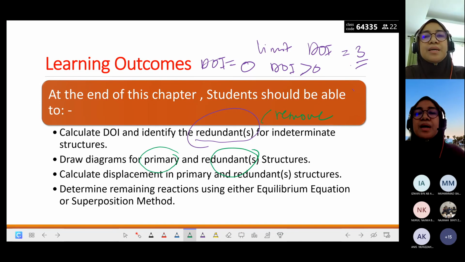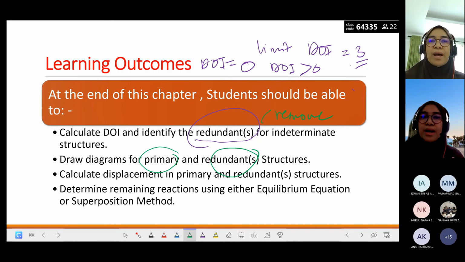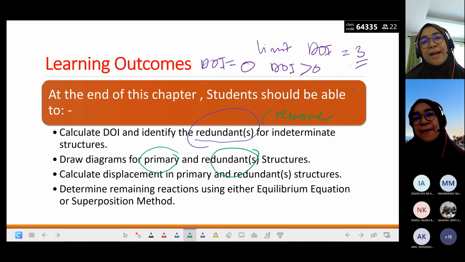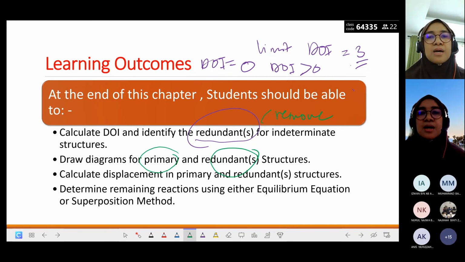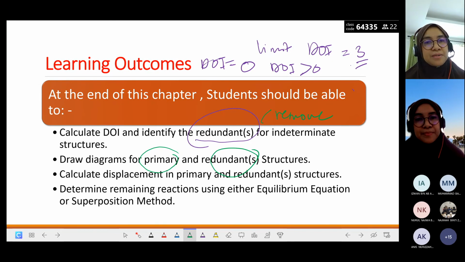It means that step number one is to identify redundant. Then we have to remove the redundant, and the structure after removing redundant is called the primary structure, and we need to be able to draw the diagram of the primary structure. After that, the other diagram that you need to understand is the redundant structure. You must be able to draw each of these structures.